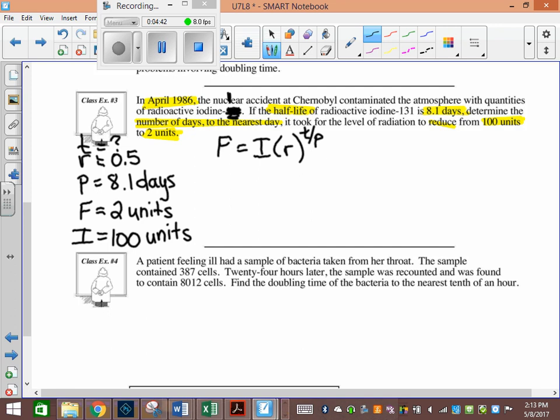So the final is 2. The initial is 100. The rate is 0.5 or a half if you want. T we don't know, so I'm going to put an X. And P is 8.1. Now you're going to follow along so we fill this in correctly. The very first thing I always do in this instance is divide that A value, that 100 over. If you do that, your window is often easier to find. Okay? So I'm going to divide this I value over. Always. That's my very first step.